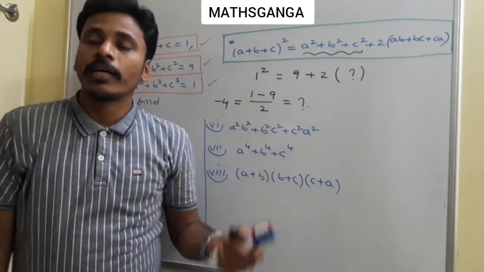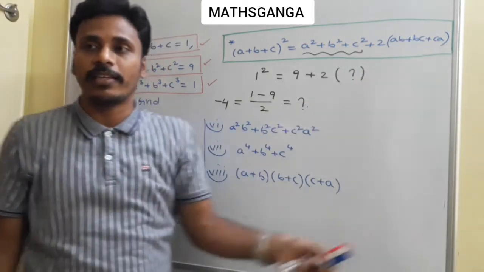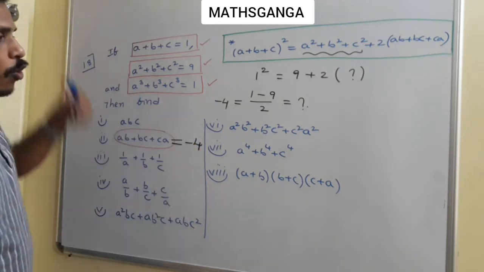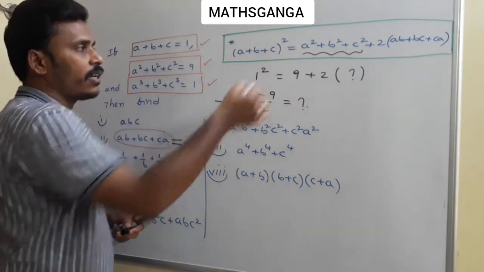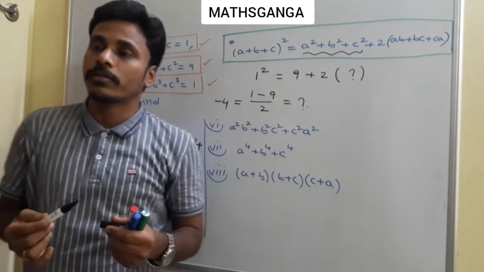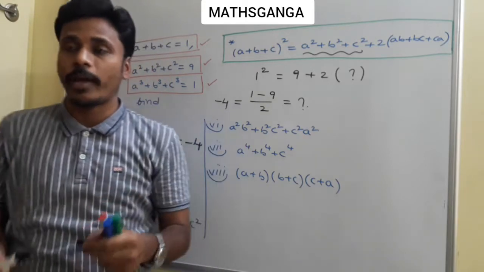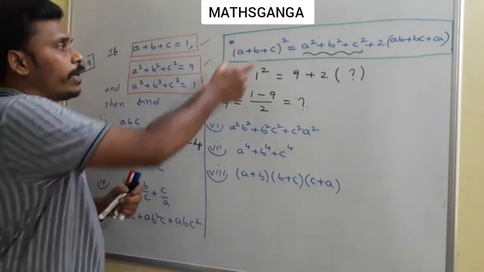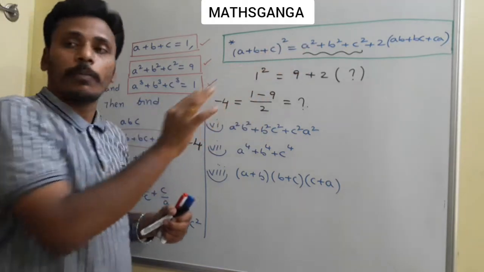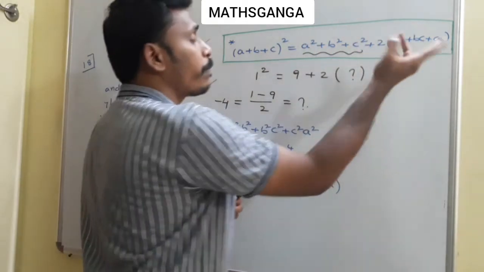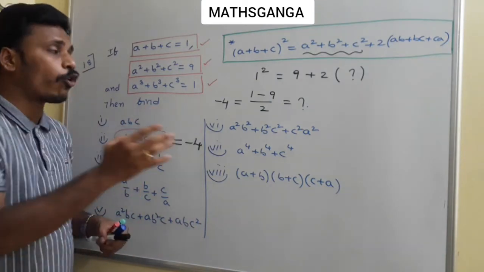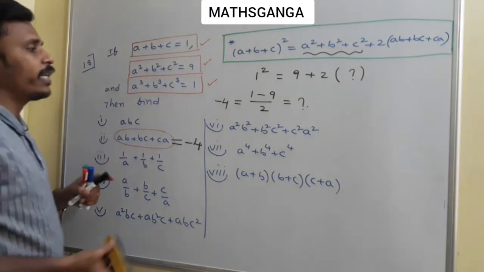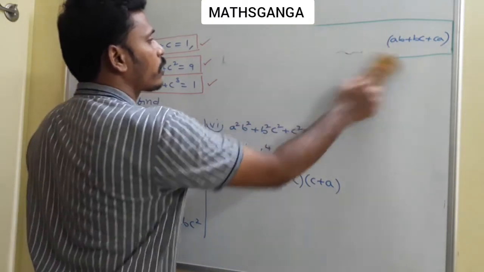And what is that question mark? That question mark is ab plus bc plus ca. So you found ab plus bc plus ca as minus 4. Once again, just look at what we discussed here. We used a plus b plus c whole square as a square plus b square plus c square plus 2 times ab plus bc plus ca. In that formula, a plus b plus c is 1, I know. a square plus b square plus c square is 9, I know. But ab plus bc plus ca I don't have here. That's why I found it first as minus 4. That's very clear. So there ends the first part, finding ab plus bc plus ca as minus 4.